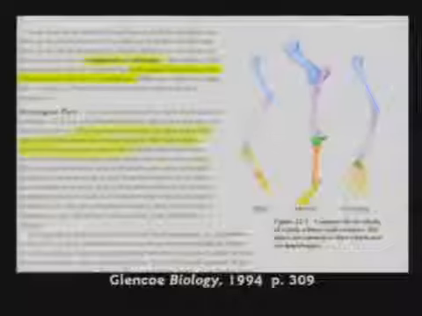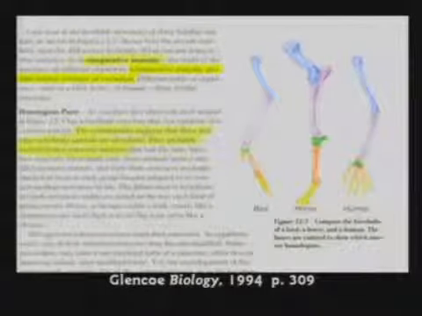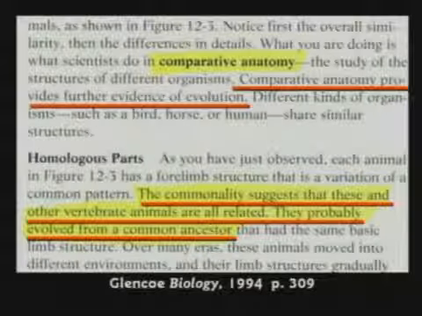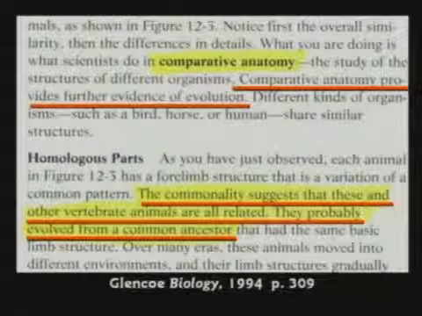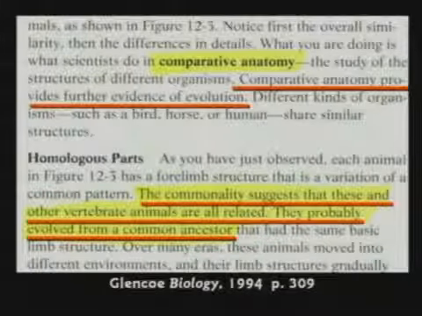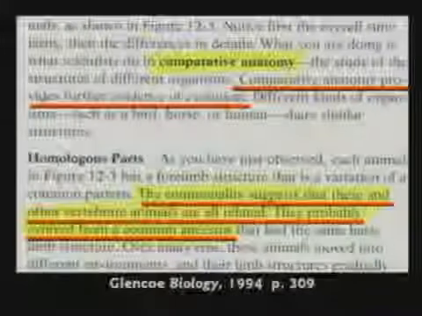They say, well, we're going to take a course on comparative anatomy. The bird, the horse, and the human have similar forelimb structures. Yes, boys and girls, comparative anatomy provides further evidence of evolution. The commonalities suggest these animals are all related. They probably evolved from a common ancestor. This is a lie. They probably have a common designer.